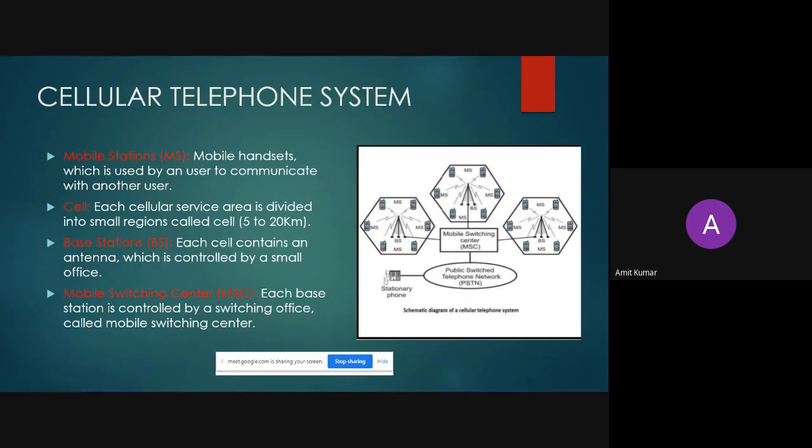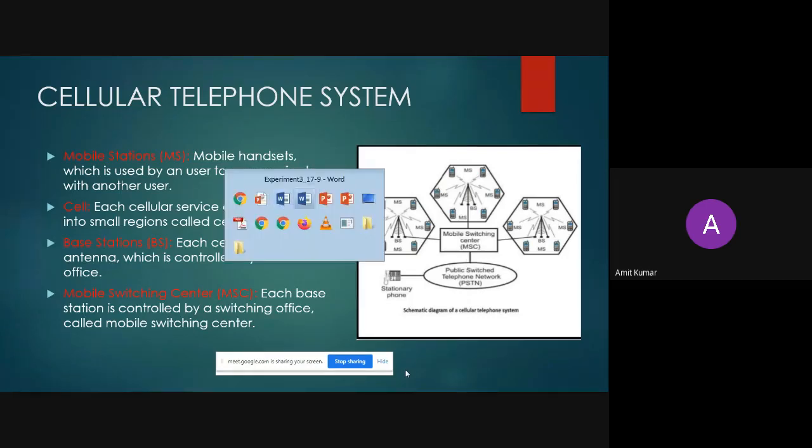So now we will see the introduction video so you can understand how the communication is taking place.